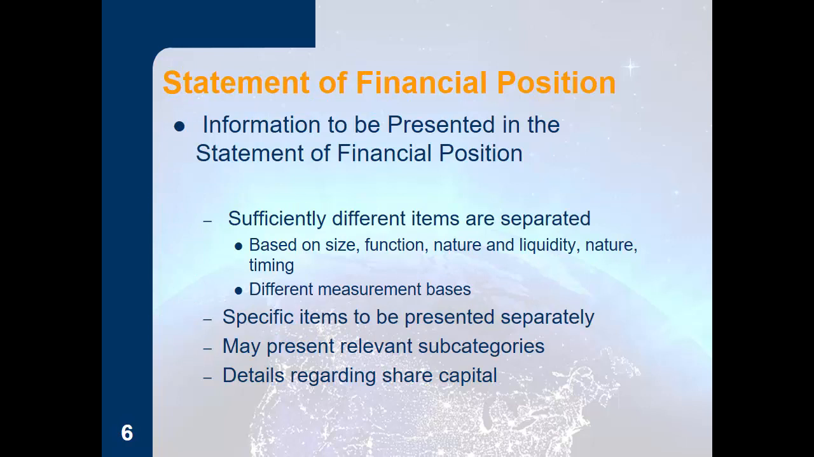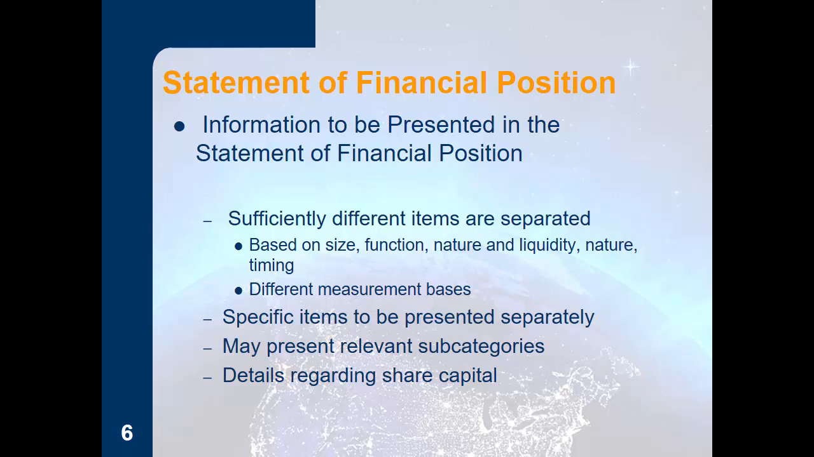So let's start with the balance sheet, the statement of financial position, and talk about the things that should be presented there. When assets or liabilities are sufficiently different, we want to separate those into different categories. Those differences can be based on size, function, nature, liquidity, or timing. There are lots of different factors that could cause differences, but you're aware of this already. We don't include inventory and property, plant, and equipment in the same line item on the balance sheet because the assets are different.